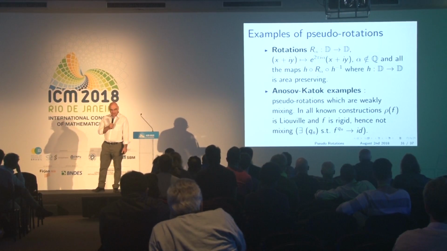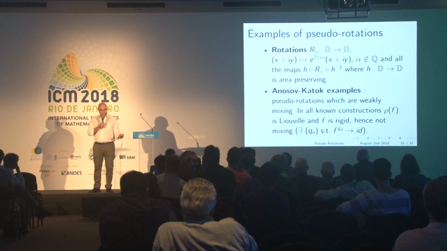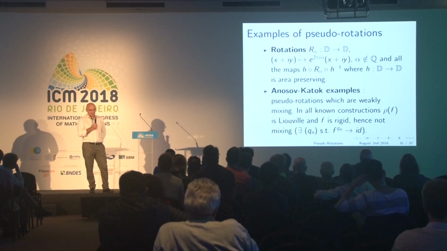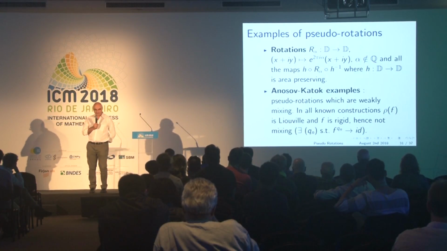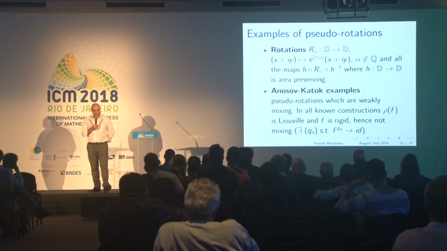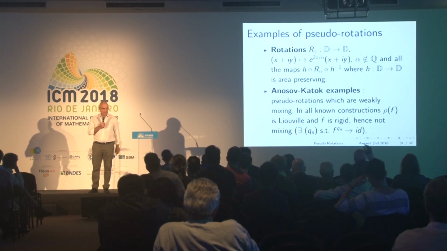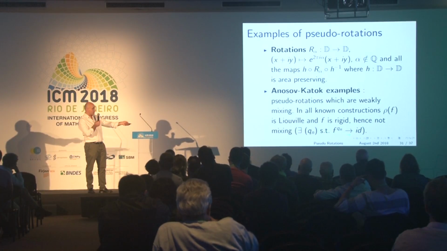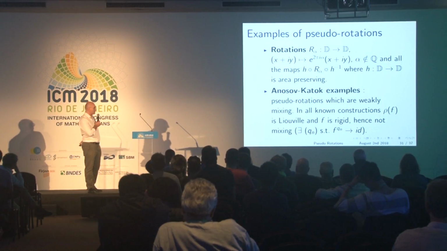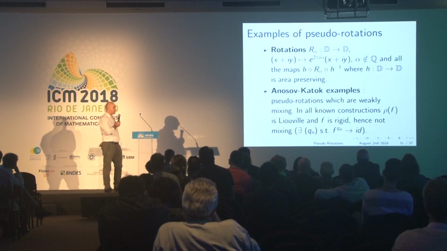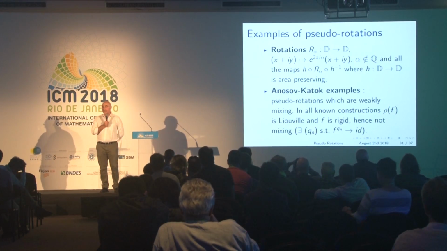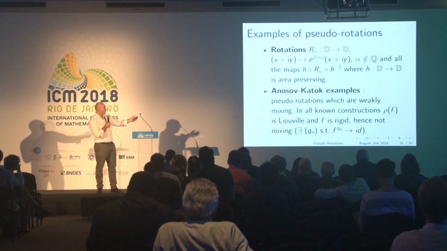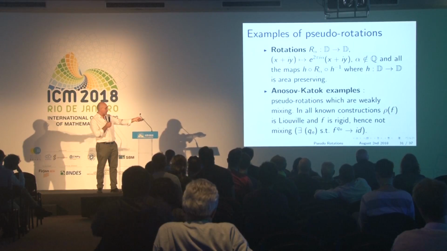In all this Anosov-Katok construction, the rotation number of F has to be Liouvillean. And in that case, F is rigid in the following sense: you've got a sequence of times such that the q_n-th iterate of F goes to 0. So this is the notion of rigidity. In all these examples, F is rigid and hence not mixing. But they are weakly mixing in the ergodic theory sense.